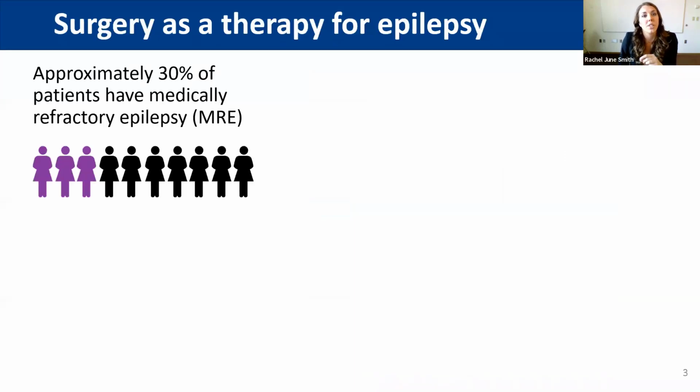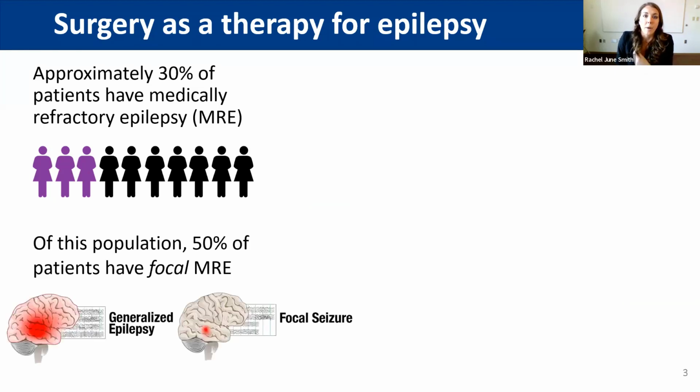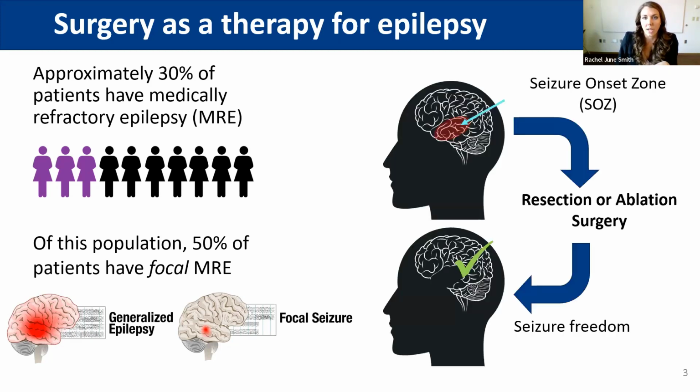About 30% of people who have epilepsy have what's called medically refractory epilepsy. First line treatment for epilepsy patients is anti-epileptic drugs. But for about 30% of these patients, the drugs are insufficient to control their seizures. And so surgery can be a therapy for these people if they have what's called focal epilepsy, which means that the seizures are generating from one part of the brain and then spreading to the rest of the brain, as opposed to a generalized epilepsy where the seizures look like they're starting all over the brain at the same time, right?